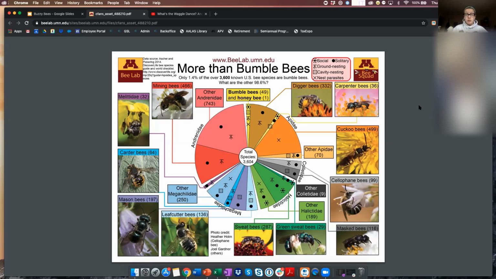There's carpenter bees that might be unpleasantly digging into wood in your house. There's sweat bees, which you might have seen in the summer when you get all sweaty and they're kind of visiting. There's leaf cutter bees that actually do what their name says, leaf cut. And there's a lot of other different ones too. Carder bees, kind of like little woolly plants. There's mason bees and mining bees, and you can see digger bees.